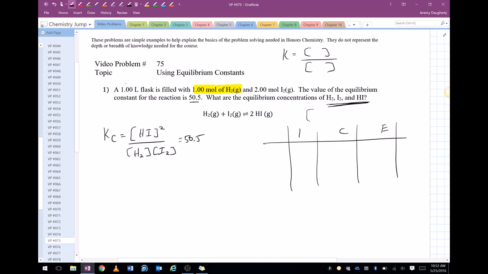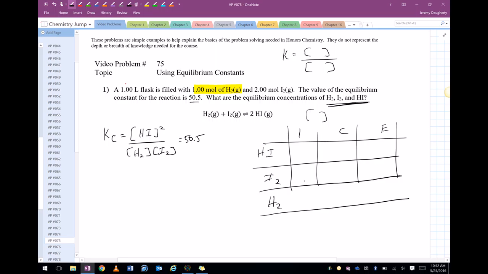Okay, remember these are all concentrations in here. Alright, so the initial concentration of HI is 0. Iodine, it's 2 molar, and hydrogen, it's 1 molar. Oh, for some reason I wrote a T. Hydrogen, it's 1 molar. Okay, now we're only starting out with the reactants. That means the reactants have to go down when they change. So it's going to go down by some amount x, go down by some amount x. That means HI is going to go up because it's a product. It's going to go up by some amount 2x.